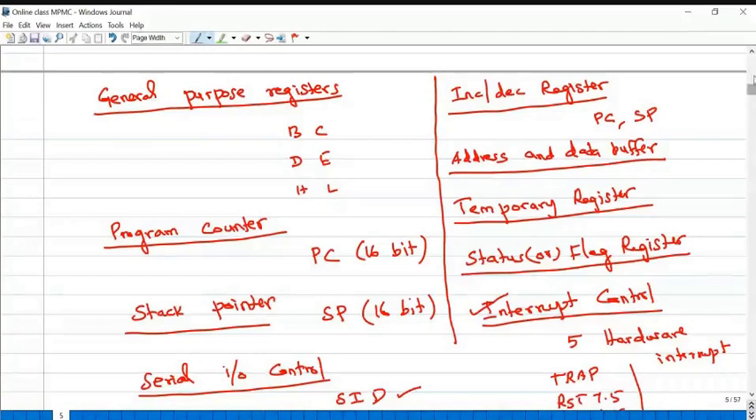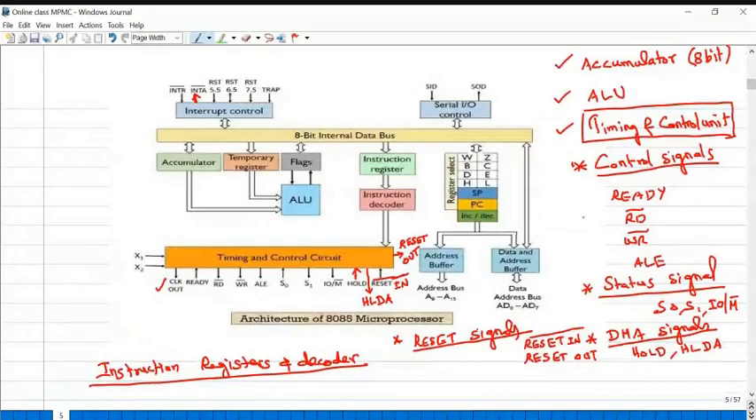Apart from architecture, you may expect questions like: write down or explain the programming model of the 8085 microprocessor. Programming model means the registers of the microprocessor. Or explain the timing and control signals in the microprocessor, where you have to explain only these signals. Or explain the interrupt structure of the 8085 microprocessor.